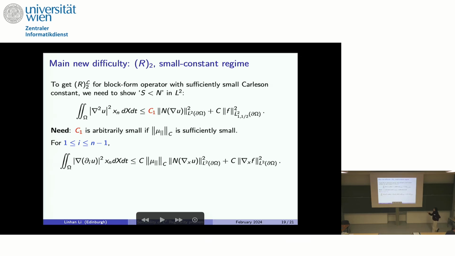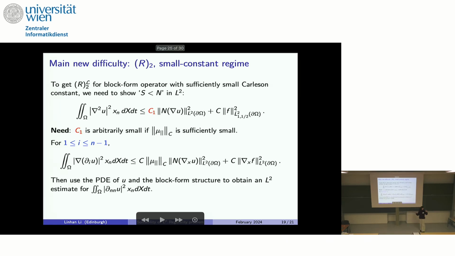Okay? So, but in the elliptic case, sorry, I will finish in 1 minute. In the elliptic case, we can just use the PDE of u and the block form structure to obtain an L2 estimate for the dnn of u, and in the elliptic case, that will be the end of the story.